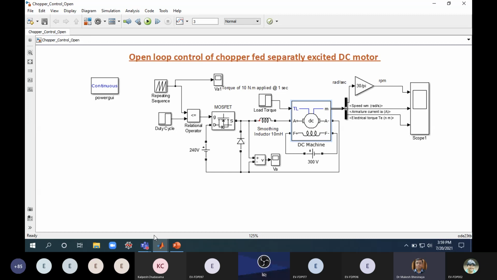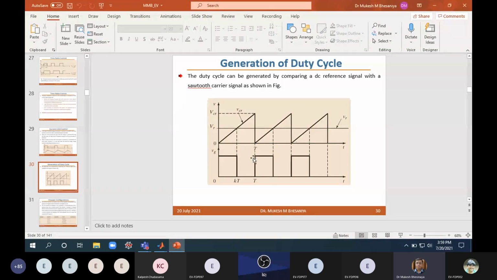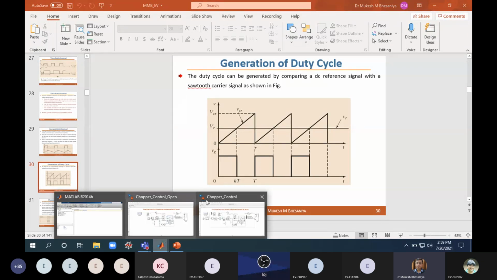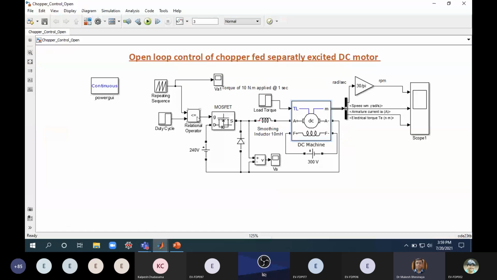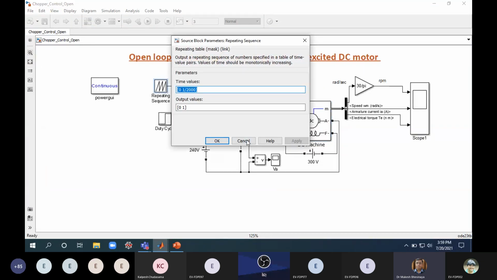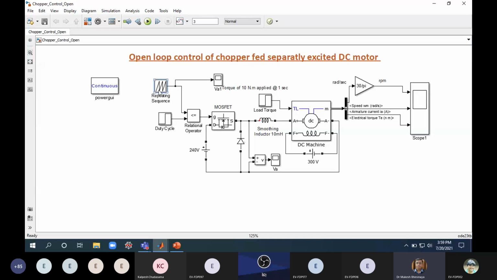Now as I already mentioned, when you have to generate this type of duty cycle or signals for the switch, those signals can be generated with the comparison of this repetitive sequence signal, the sawtooth waveform, with a fixed value. This is your duty cycle. In an open loop control, you can directly specify this duty cycle, whereas in a closed loop control, this duty cycle will be generated by your controller.